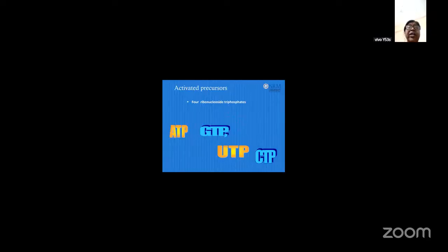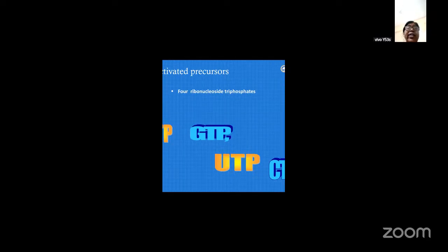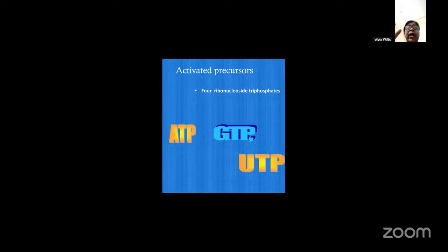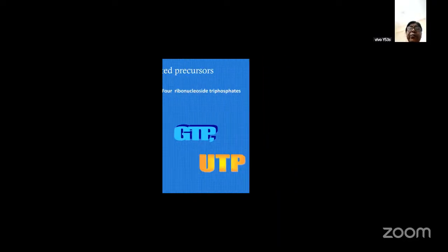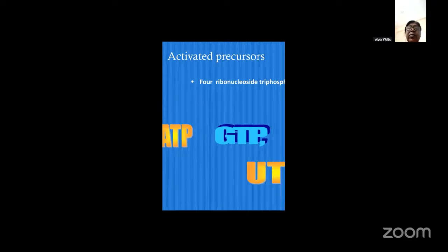Then you have activated precursors. Now, what are the activated precursors? You require 4 ribonucleoside triphosphates. You require how many precursors? 4 ribonucleoside triphosphate precursors. One is called ATP, GTP, then UTP, and CTP. You require ATP, GTP, UTP, as well as the CTP. So these are the 4 activated precursors.